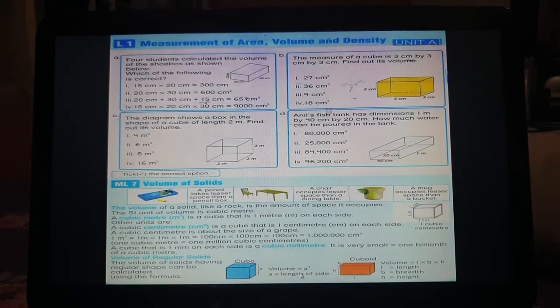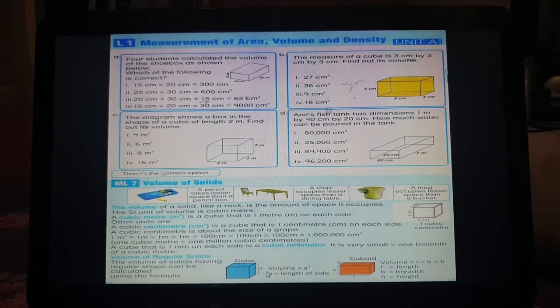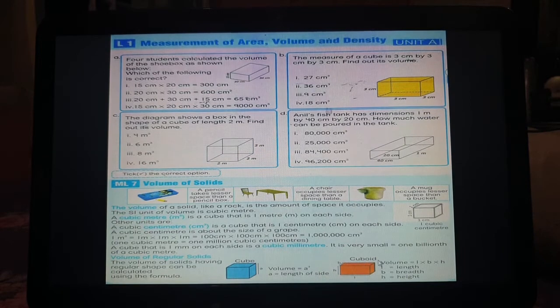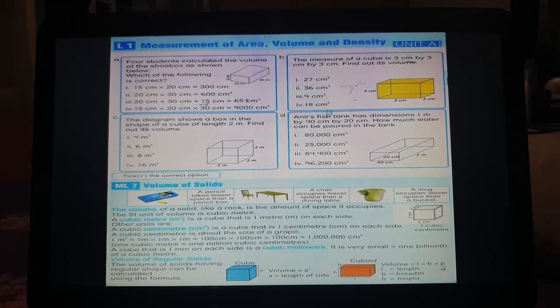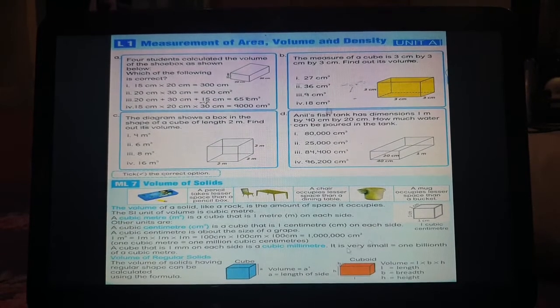So these are the important formulas you need to keep in your mind. The volume of a cube is given by a cube, a³. The volume of a cuboid is given as length into breadth into height. Okay, so shall we move to the next topic?